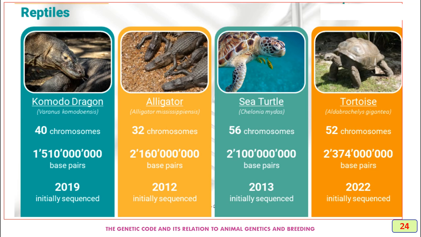If you have not started, start reading. Then tortoises contain 52 pairs of chromosomes, and the number of base pairs in tortoises is very high compared to the base pairs present in other reptiles. It starts from 15 billion and may be even more.